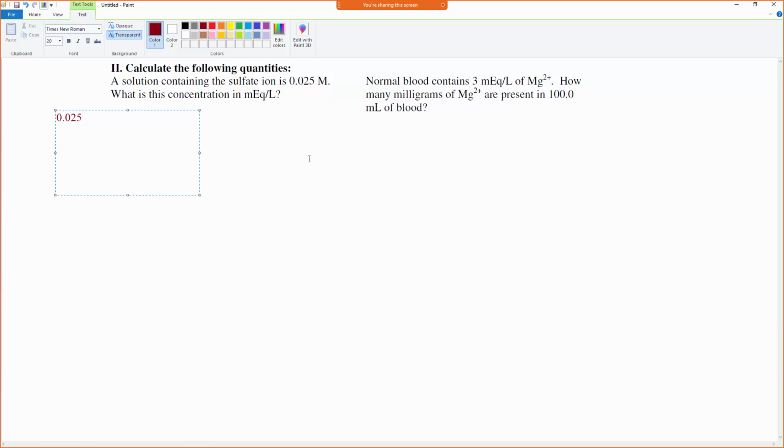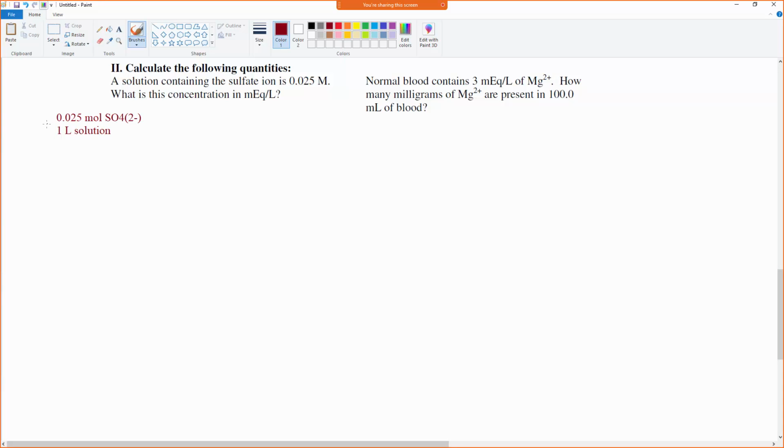What does that capital M mean? Good. Moles of sulfate, SO4 2 minus, you gotta remember that, in every 1 liter of solution. That is exactly what molarity is. Now they want me to convert that to milliequivalents per liter, which is not so bad because look, I've already got liters. Gave you half the problem. Now all you have to do is convert from moles to milliequivalents. So how am I going to do that?